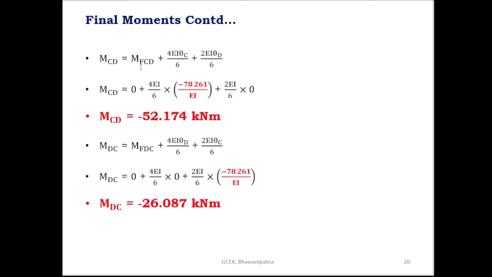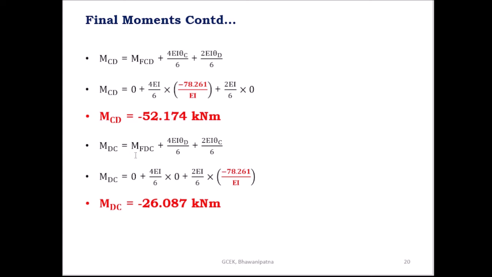Then find out MCD. MCD is equal to MFCD plus 4EI theta C by 6 plus 2EI theta D by 6. You know theta C and theta D, so put the values of theta C and theta D. Theta C is equal to minus 78.261 by EI and theta D is equal to 0 and MFCD is equal to 0. So MCD is equal to minus 52.174 kilonewton meter.